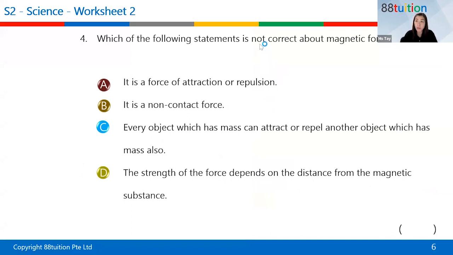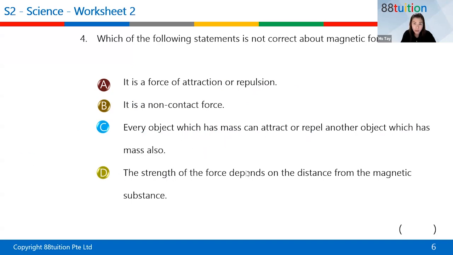Which of the following statements is not correct about magnetic force? Okay, magnetic force, we know that it can be a pull or a push. So attraction or repulsion is correct. Yep, non-contact force, yep, it can act at a distance also. Every object which has mass can attract or repel another object which has mass also. What is this statement talking about? Do you all know? Those of you who know, type it into the chat.